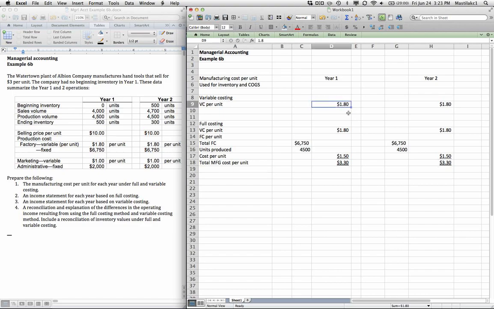What we do see is that depending on the costing method we use, we're either going to say that our units cost $1.80 per unit under variable costing, or under full costing, we're going to say they cost $3.30 per unit. So what does a unit cost? Depends on how we count the cost.